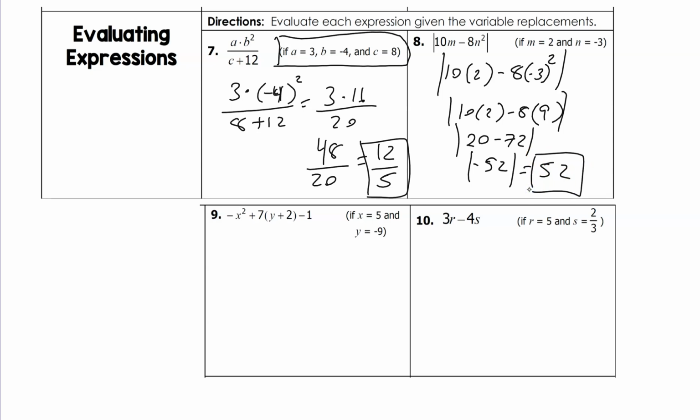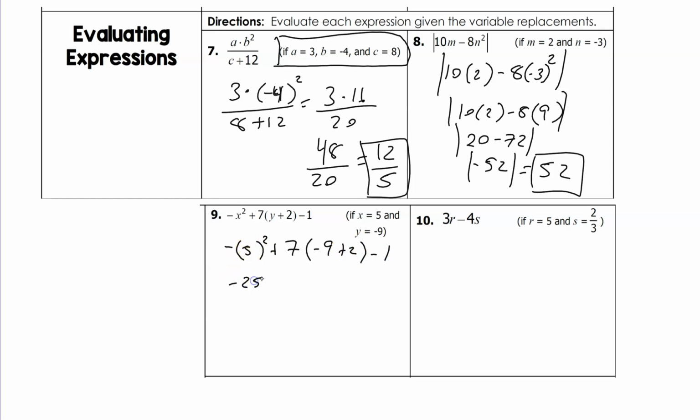All right, why don't you try 9 and 10 on your own, and I'll be back in a sec when you hit start again. All right, so I'm going to do some substitutions. Minus. Now, that negative sign is not part of this. It's just 5 squared plus 7 times y is negative 9 plus 2 minus 1. Deal with my exponents first, right?